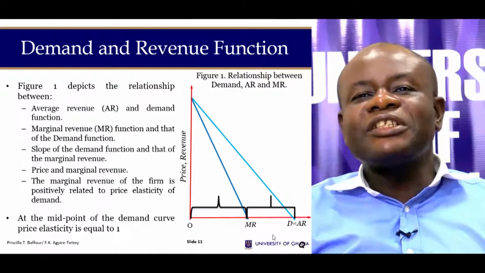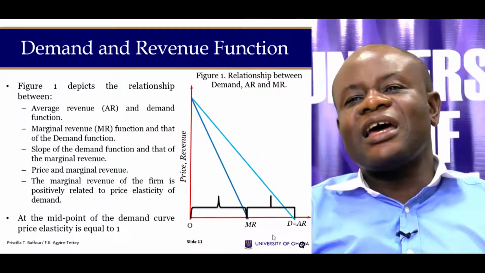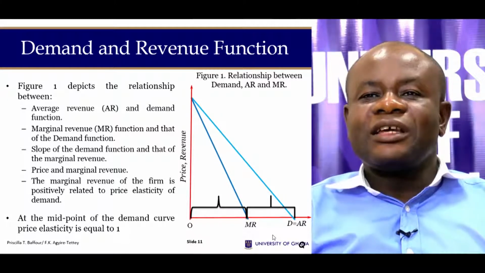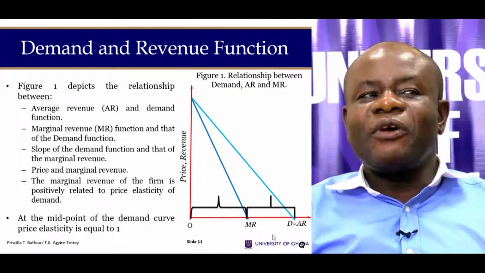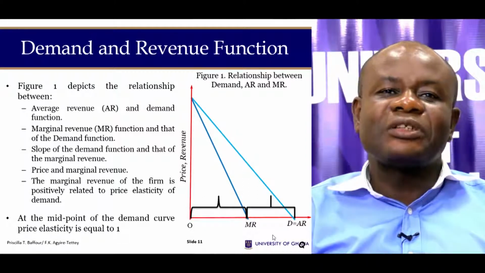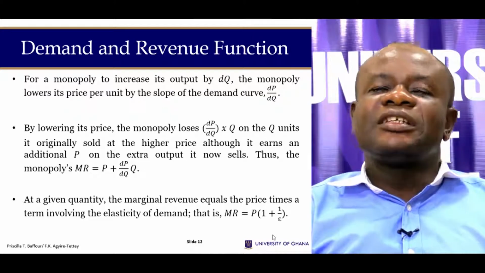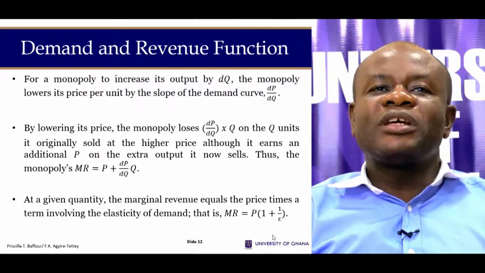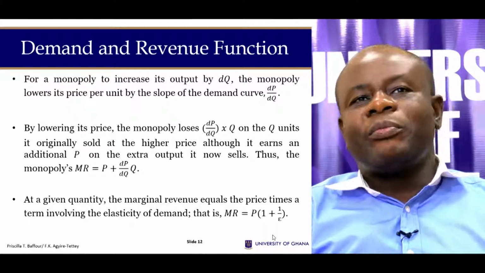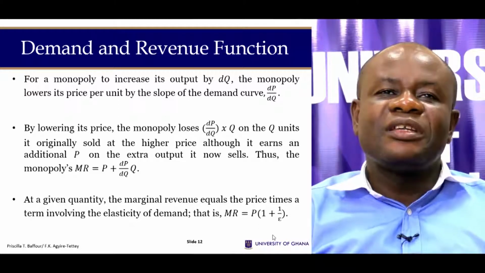That will mean that the distance from the origin to the point where the marginal revenue curve cuts the horizontal axis is the same as the distance from there to where the demand curve also cuts the horizontal axis. For the monopolist to increase its output by Q, the monopolist lowers its price per unit by the slope of the demand curve, which is the P, the Q.